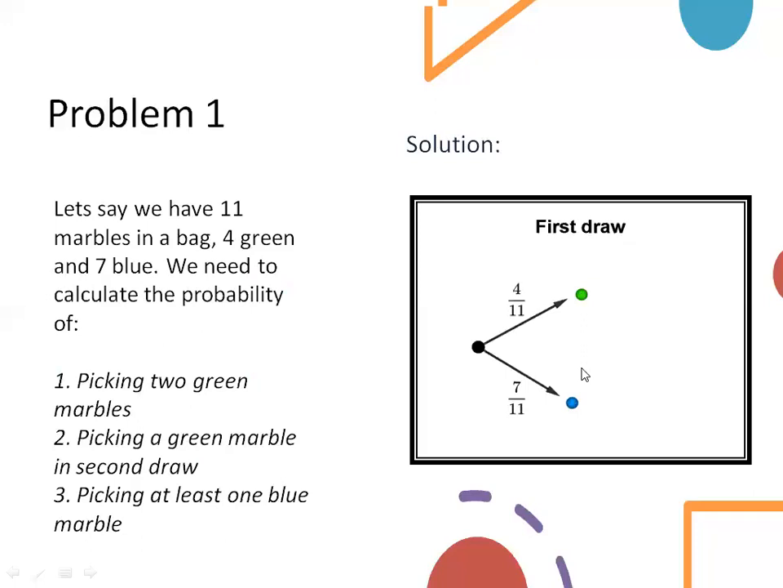The probability of picking up a green marble is 4 by 11, as there are 11 marbles in total and 4 green marbles. So the likely outcomes divided by the total number of outcomes gives the result of 4 by 11. And with the same logic, we get the probability of getting a blue marble, and that is 7 by 11.